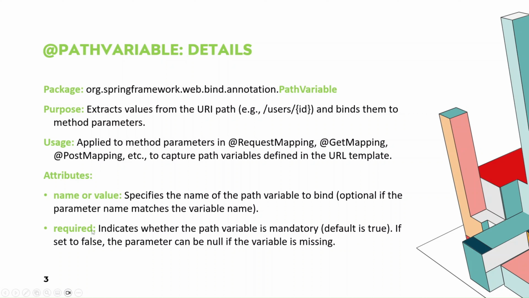Required means that when you say the parameter should be captured, by default the boolean value is true. Sometimes the URL doesn't have that variable, and then you can say required equal to false rather than getting a 400 error message. If you want to continue your program without any error, say required equal to false.